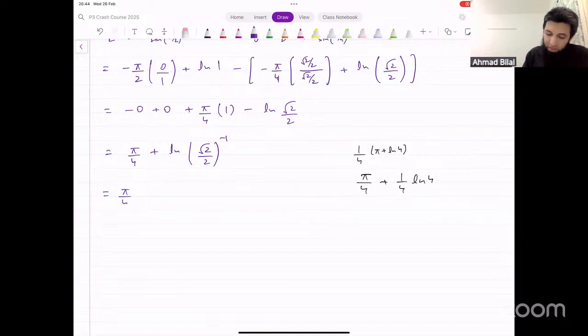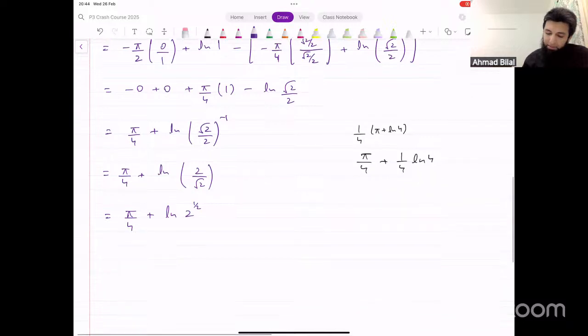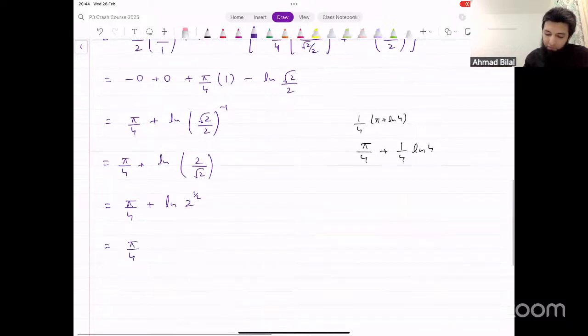this will become pi over 4 plus ln of, negative power means we can take the reciprocal, right? This 2 comes here, this 2 goes there. And that gives us 2 over square root of 2, which is the square root of 2. Pi over 4 plus ln of square root of 2. Or we can say that is 2 raised to power 1 over 2. Okay. And then that is pi over 4 plus 1 over 2 ln 2.